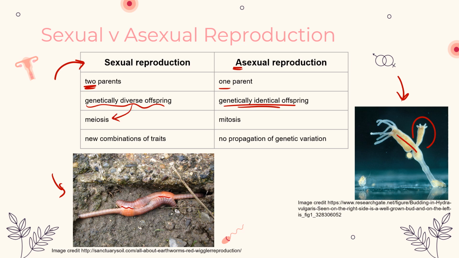That diversity is a result of meiosis and crossing over, and then we end up with new combinations of traits in the offspring that allows the species to adapt to changes in the environment. In asexual reproduction, we rely only on mitosis, and there is no propagation of genetic variation. This is great if the environment is not changing, but if there are changes, it might be hard for that species to adapt without variation.